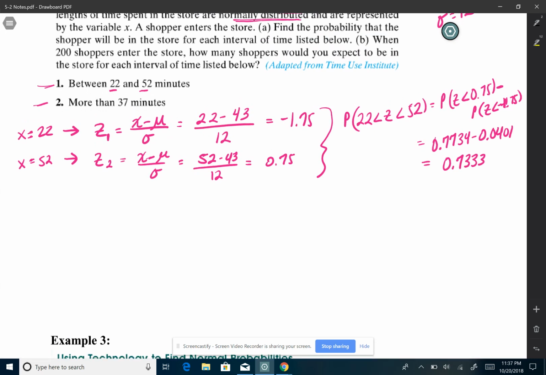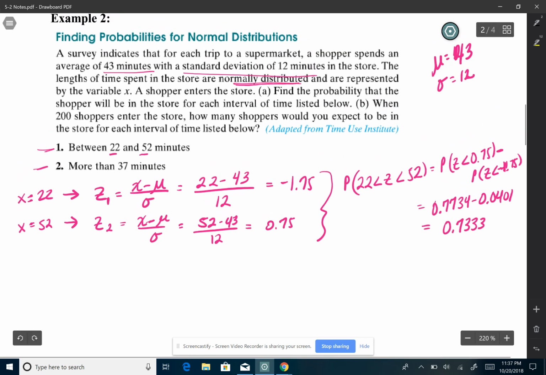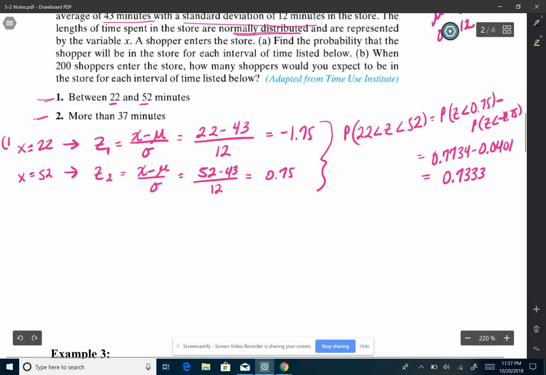Our interpretation of that would be that there's a 73.33% chance that your shoppers would be in the store between 22 and 52 minutes. Okay, so that was number 1. Now I'm going to do number 2, and then I will go back and answer part B.